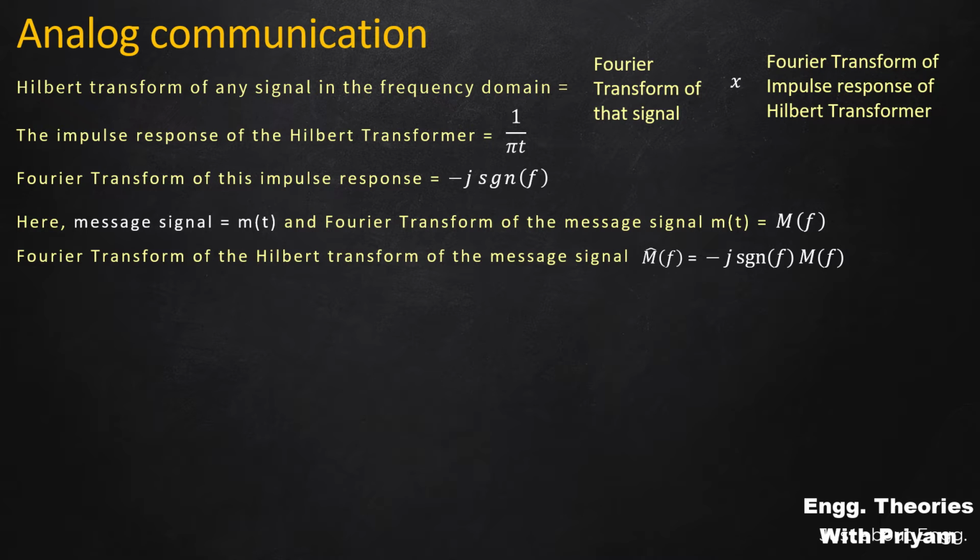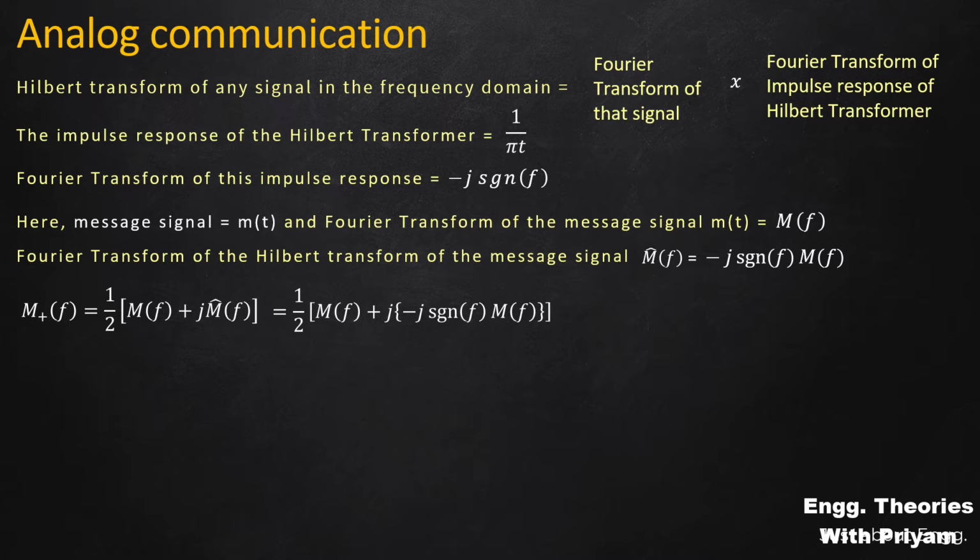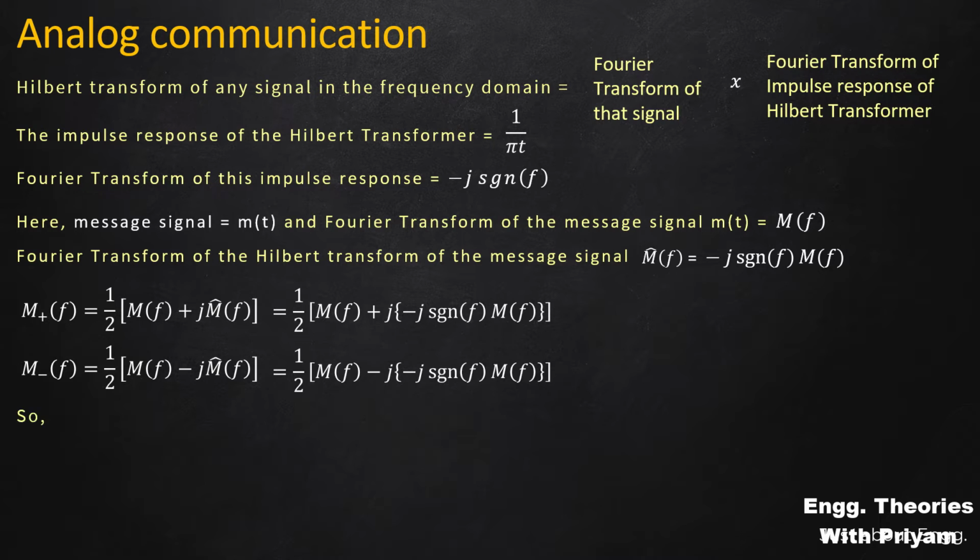If we put this value in the equations of capital M plus of f and capital M minus of f, then the equation will look like capital M plus of f, which is equal to half into capital M of f plus j into minus j signum f into capital M of f. Similarly, capital M minus of f is equal to half into capital M of f minus j into minus j signum of f into capital M of f. So, we can write capital M plus of f is equal to half into capital M of f minus j square signum of f into capital M of f.